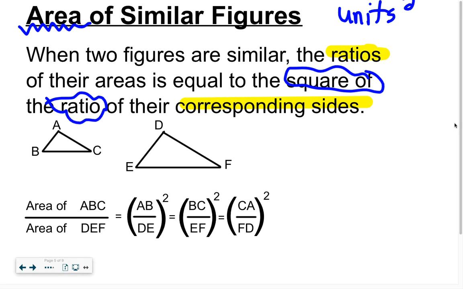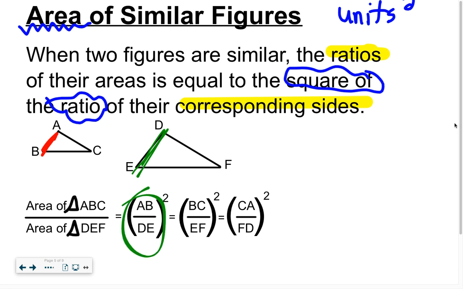Let's take it step by step. Picking a side in that first triangle. Oh, jeepers. There should be a triangle symbol down here. Please insert that: triangle ABC, triangle DEF. That was lost in the program. But moving on. You've got side AB, and that corresponds to side DE in the second one.